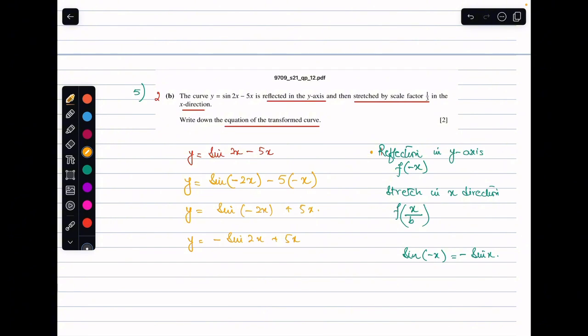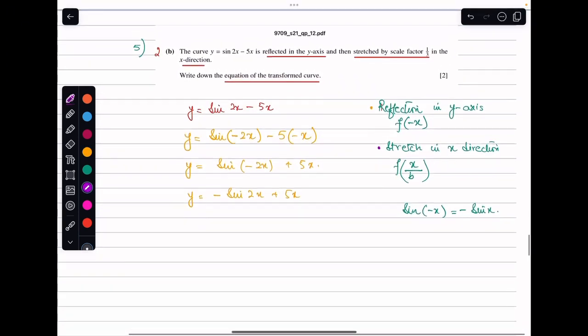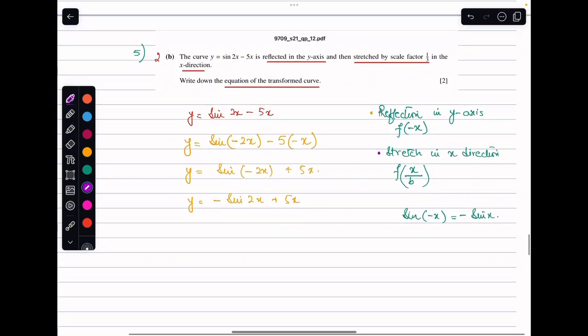Now the second step says it should be the stretch in the x direction. So I know that for the stretch, I should be dividing x by the stretch factor. The stretch factor here, the b value, is given as 1 by 3, meaning all the x values here, in the second transformation, I should be dividing the x values by 1 by 3.